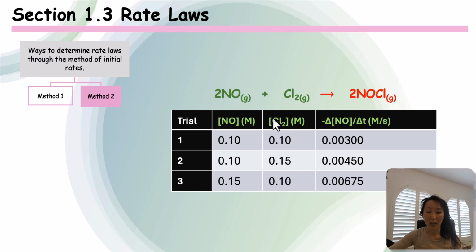The reaction is nitric oxide with chlorine gas forming 2NOCl. Now, when we're producing 2NOCl, we're only looking at the reactants to determine the rate law. So the rate law here would say rate is equal to K, the rate constant, times the concentration of NO to the M power and chlorine to the N power. And we're going to try to figure out the M and N and also the constant K.